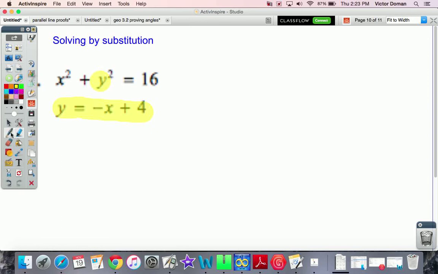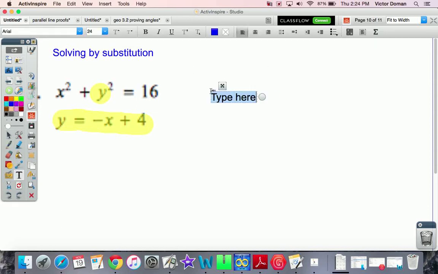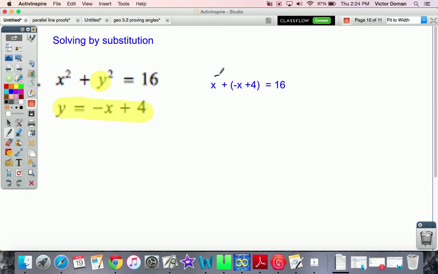Rewrite your equation so that now we have our x squared plus, and then we're going to replace y squared with negative x plus 4, squared, equaling 16. And again, this is y. Right here, this is y still. It's just an equivalent value for y, so when we replace y, we're not going to change anything.